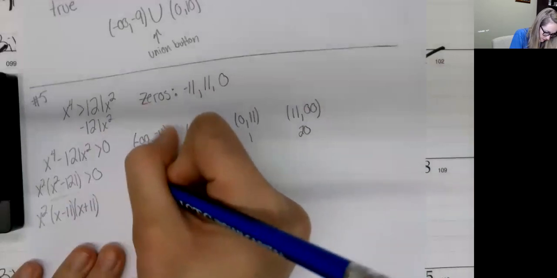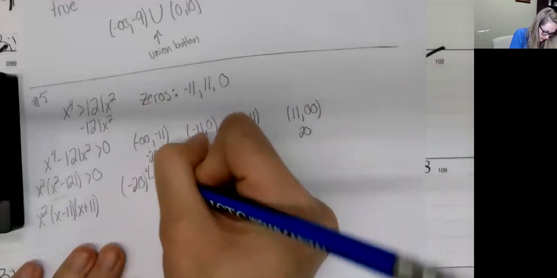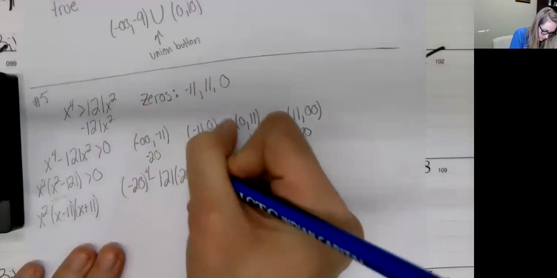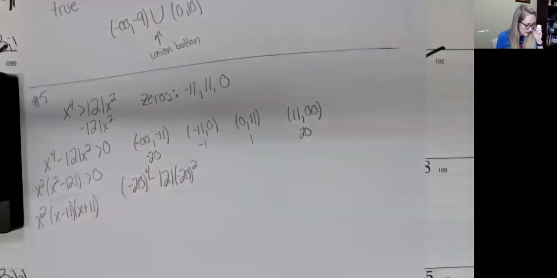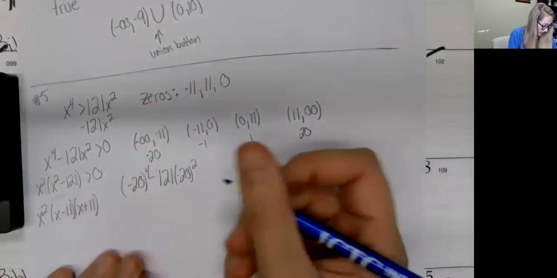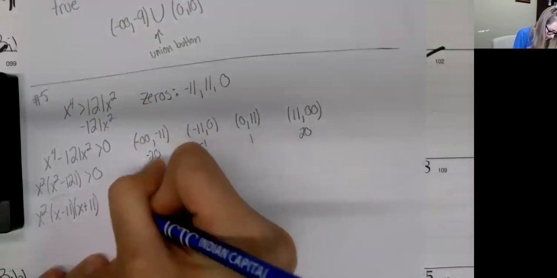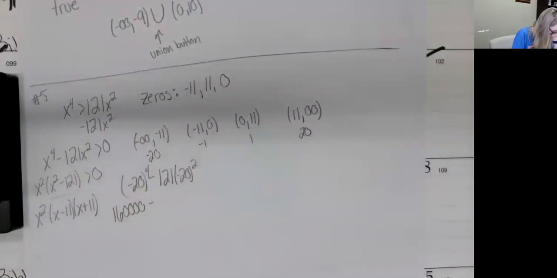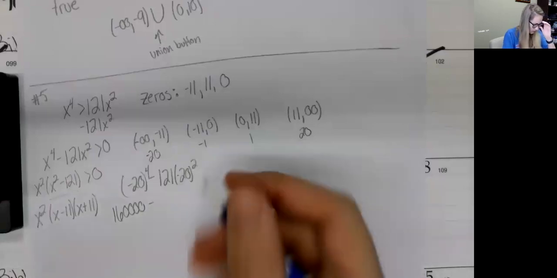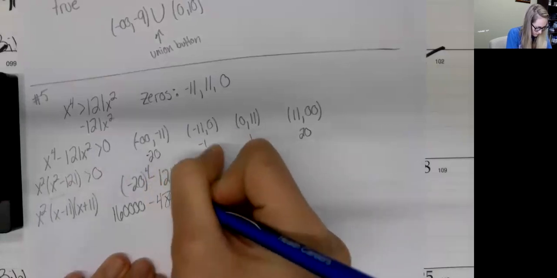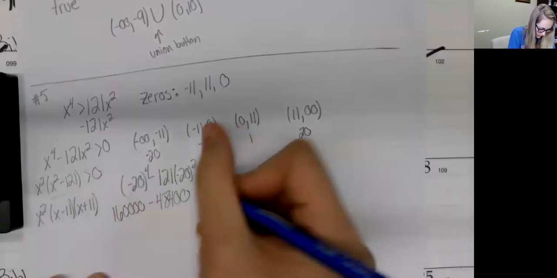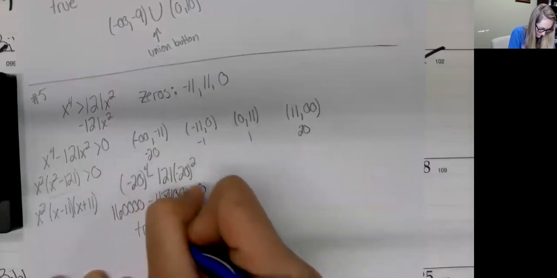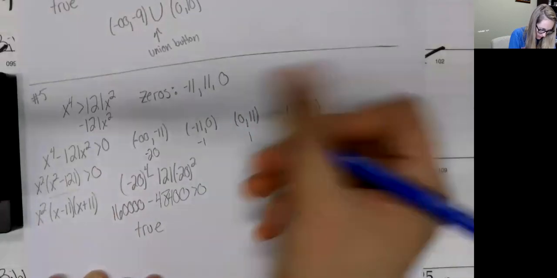So if I had negative 20 to the fourth power, subtract 121 times negative 20 squared. So let's see, 20 raised to the fourth power is 160,000. So 160,000 subtract 121 times 20 squared, 48,400. And is this greater than 0? True. I did not leave myself enough room to do this.